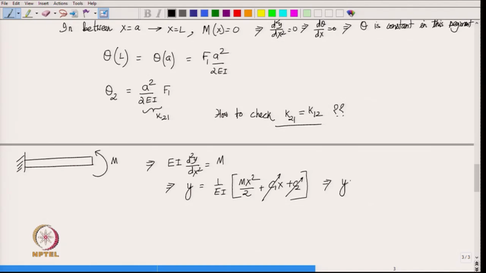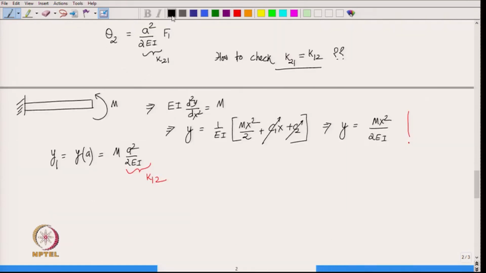So, this implies the deflection y is equal to M x square over 2 E I, and what is the deflection at point 1? So, y1, which is nothing but y of a, is simply M into a square by 2 E I, and then this thing here is your k12, and see that it is same as k21. So, we are able to verify the reciprocal relation. Okay. So, what could be the use of this reciprocal relation? You see here the pure bending case is easier. You can solve the equation and get the deflection y equal to M x square by 2 E I, right.